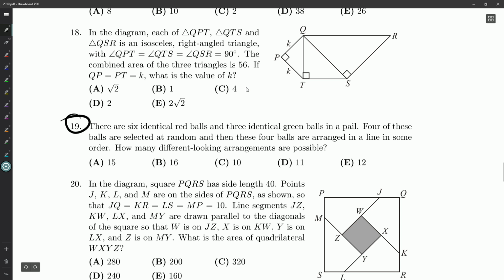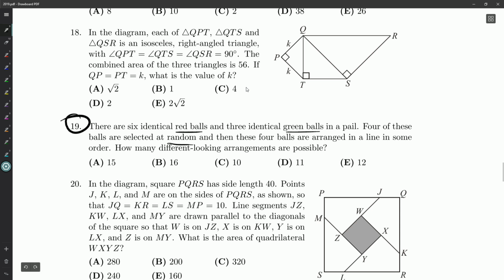There are 6 identical red balls and 3 identical green balls in a pail. 4 of these balls are selected at random. I smell a probability question. And then these 4 balls are arranged in a line in some order. How many different looking arrangements are there? Oh, okay, so it's not a probability question.